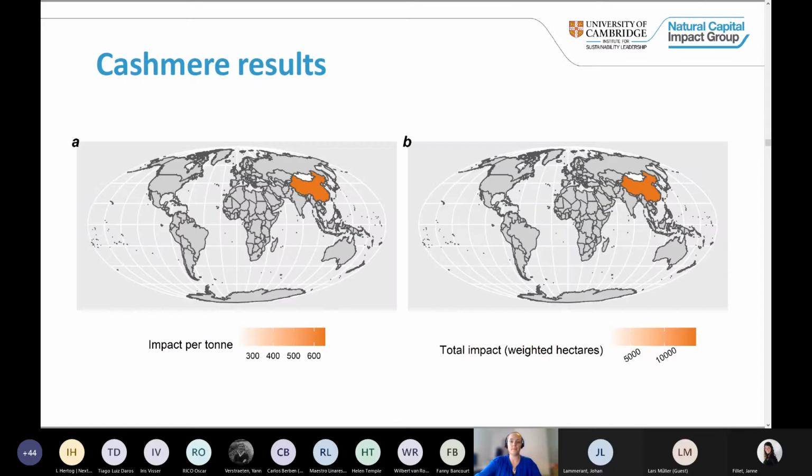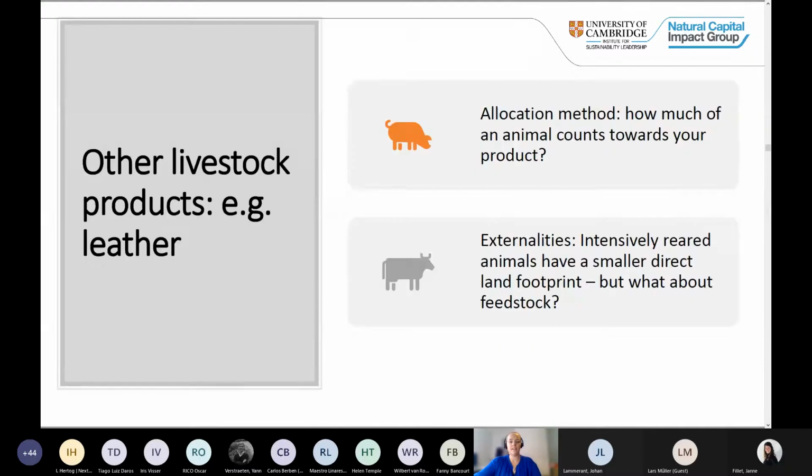Next slide. So these two plots again show the results for cashmere on the impact per tonne on the left, and then their total impact on the right. And actually you can see there's not much difference between these two things. So it might not make that much difference in how KERING uses this information. Next slide.